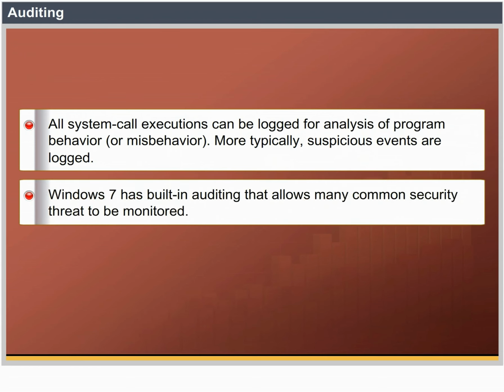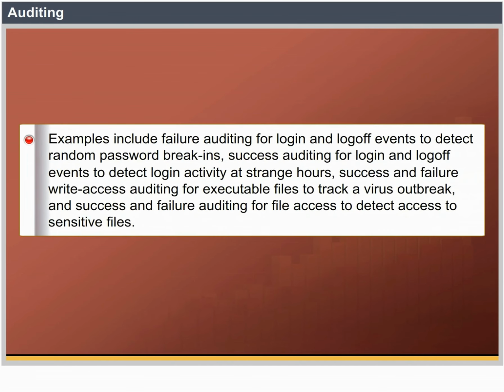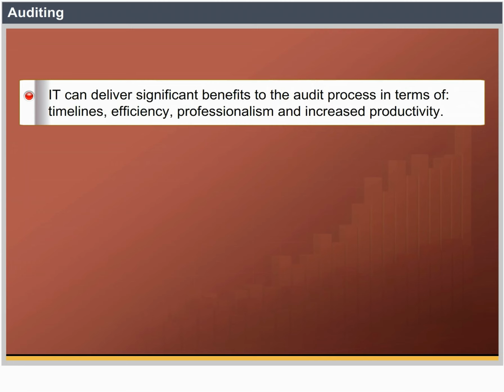Windows 7 has built-in auditing that allows many common security threats to be monitored. Examples include failure auditing for login and log-off events to detect random password break-ins, success auditing for login and log-off events to detect login activity at strange hours, success and failure write access auditing for executable files to track a virus outbreak, and success and failure auditing for file access to detect access to sensitive files. It can deliver significant benefits to the audit process in terms of timeliness, efficiency, professionalism, and increased productivity.